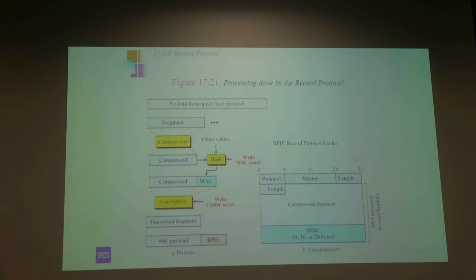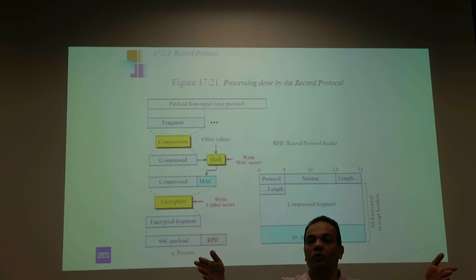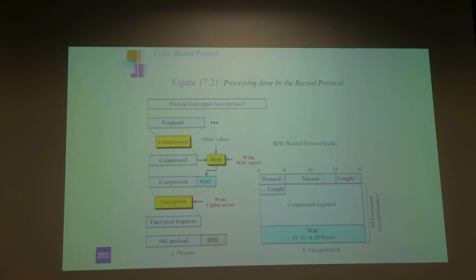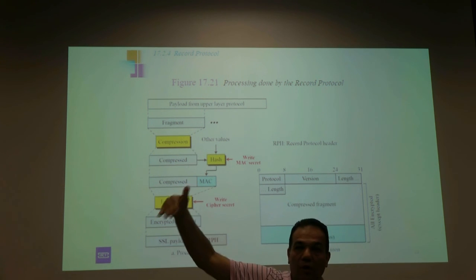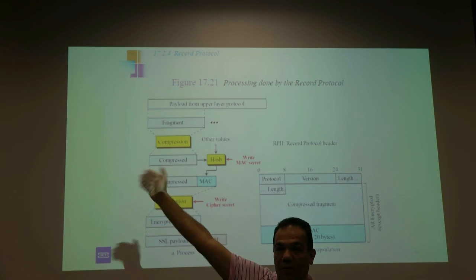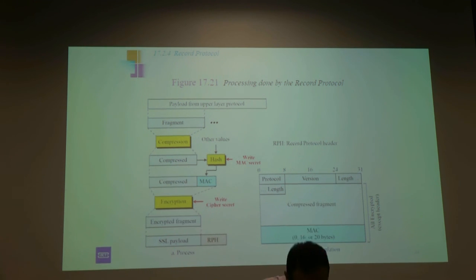For the fragmentation, at the sender, a message from the application layer is fragmented into blocks of 2 to the power 14. That's the maximum size. So if the message coming from the application is 2 to the power 28, how many fragments are we going to have? The last block can be less than the size. At the receiver, the fragments are combined. Your fragments at the sender could go through multiple routes, and they will be defragmented or combined at the receiver, the destination.